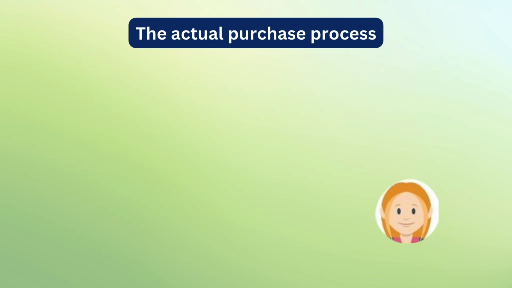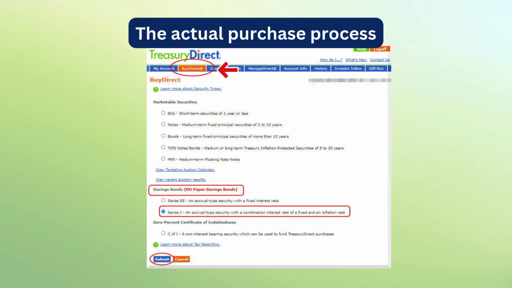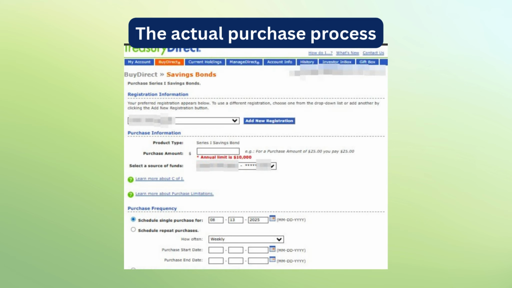Now, let's walk through the actual purchase process using screenshots from when I bought an iBond. From the top menu, click on Buy Direct. Select the radio button for Series I savings bonds, then click the blue Submit button in the bottom left to proceed. On the Series I savings bond screen, confirm that your name is correct.